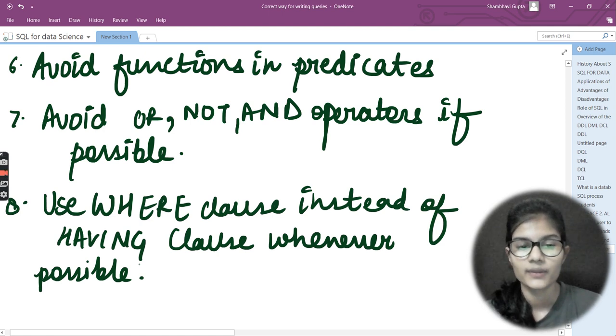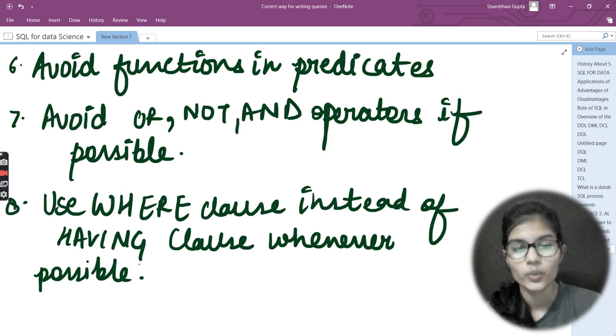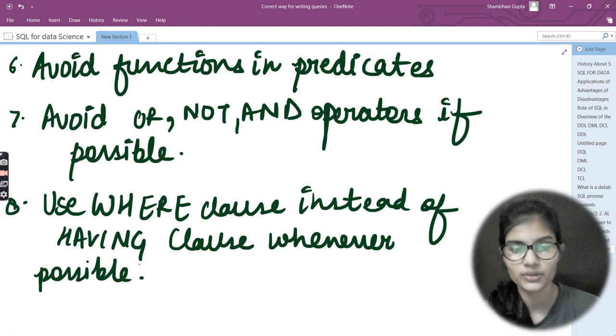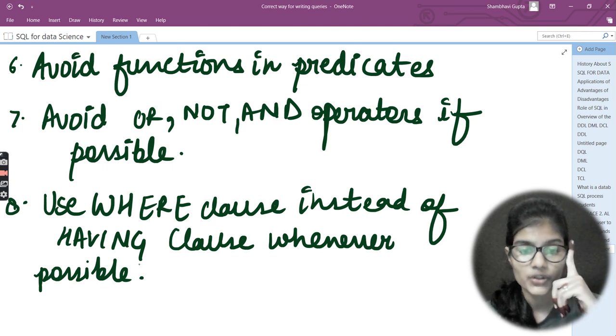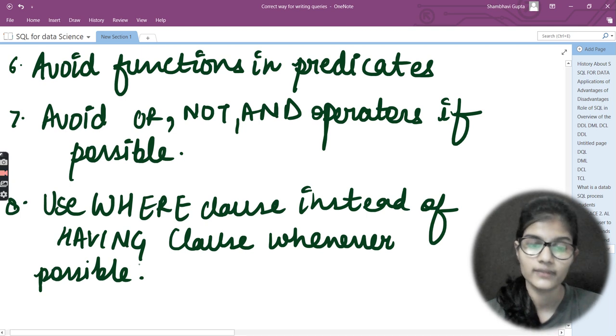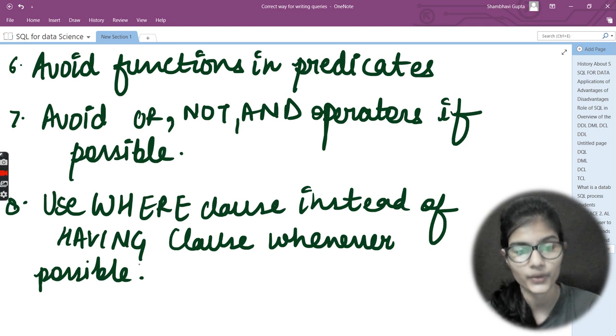Now, see, the having clause is used with the group by clause, right? So as to apply the conditions, as the where clause cannot be used with aggregate functions. Okay. Use where clause instead of having clause whenever possible, right? So the having clause is used with the group by clause to enforce the conditions, as the where clause cannot be used with the aggregate functions. However, the having clause does not allow the use of indexes, which slows down the execution time of the query. So it's always better to use the where clause instead of the having clause whenever possible.